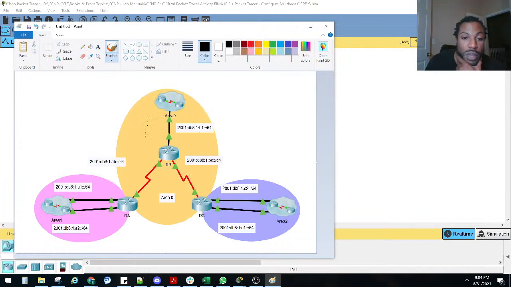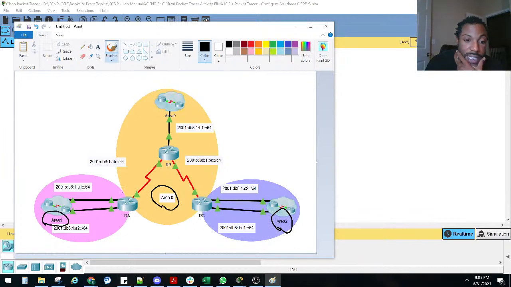So we're working with OSPF version 3 again, which is for IPv6, but we're going to be working with multiple areas. Yesterday, we worked with single area OSPFv3. Today, we're doing multiple areas. Why is that? Because we have multiple areas. This right here is area 0. This down here is area 2. And over here is area 1.